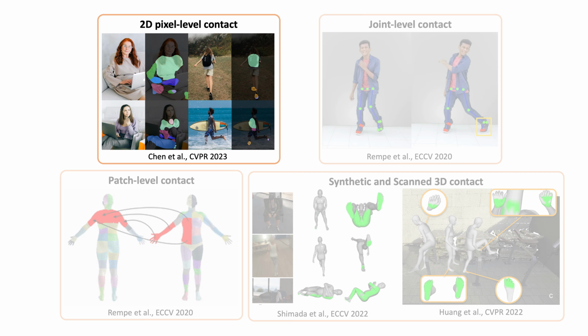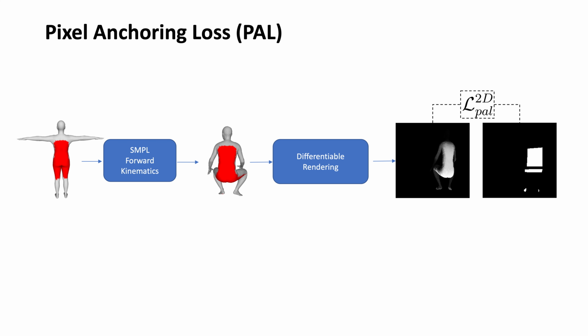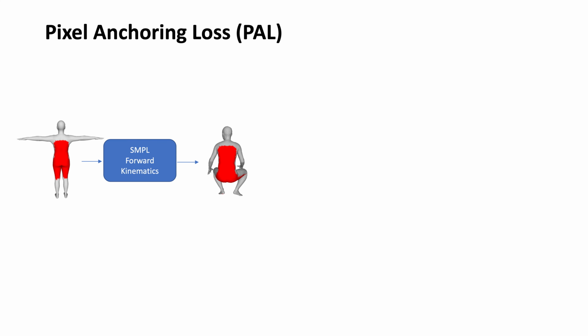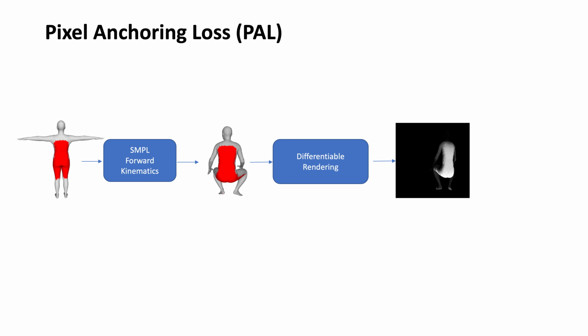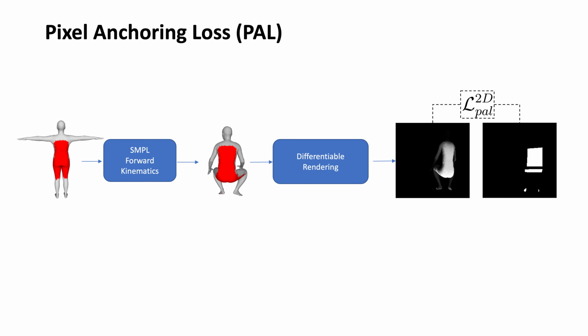Second, DECO uses a novel 2D pixel anchoring loss called PAL. PAL grounds 3D contact predictions from DECO to 2D image pixels. To this end, it first reconstructs a posed and shaped 3D human mesh. Then, it differentiably projects DECO's inferred 3D contact areas on this mesh into 2D contact areas. PAL encourages DECO's projected 2D contacts to lie inside the annotated 2D contact areas of the recent HOT dataset, thus bringing together crowdsourced 2D and 3D contact annotations.